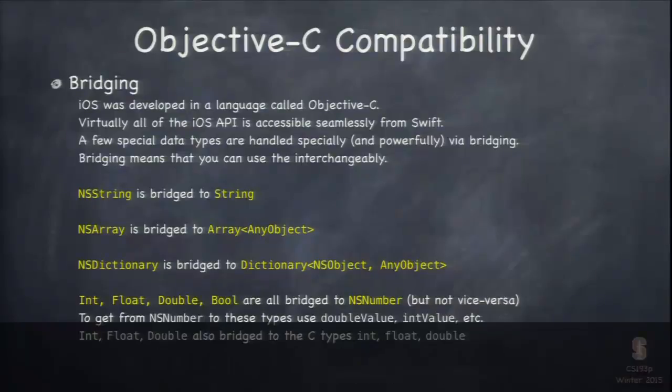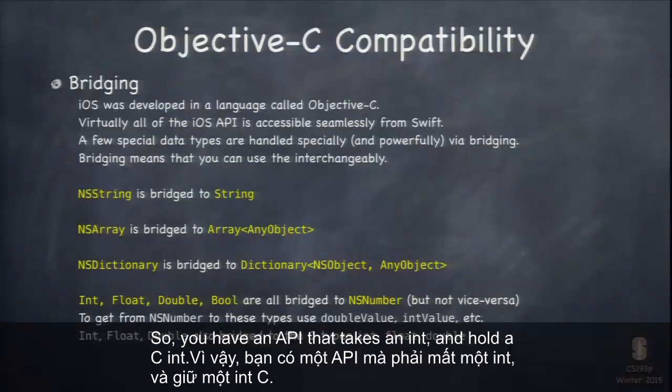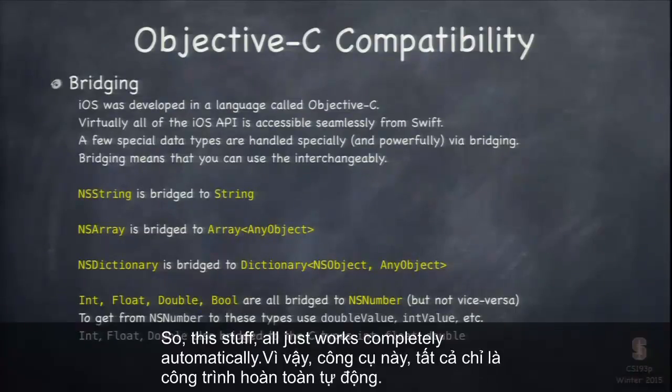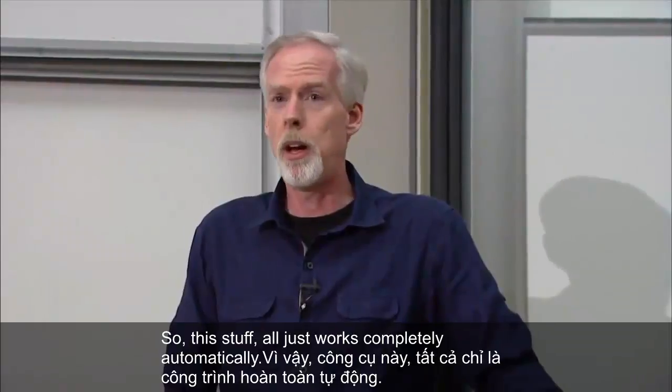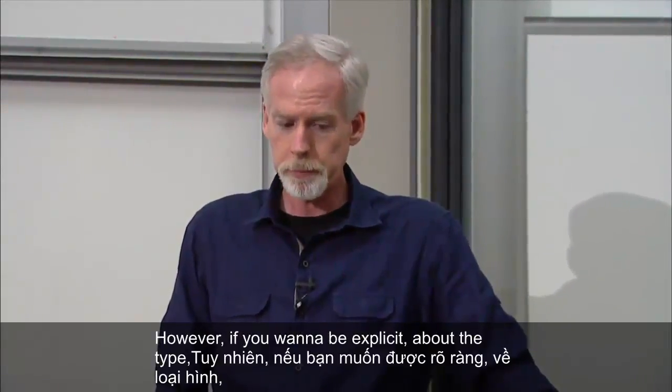And of course, Int and Float and Double are also bridged to the C types int, float, and double. So if you have an API that takes a C int, it'll be bridged to take the capital I Swift Int. So this stuff all just works completely automatically, and you don't have to do anything.